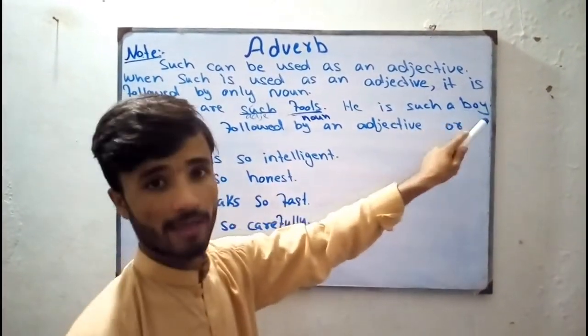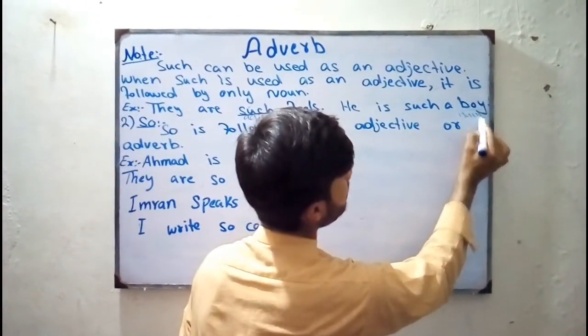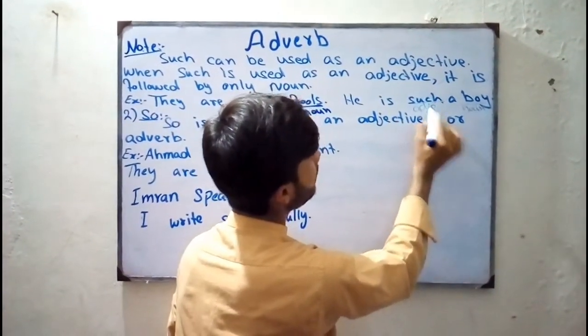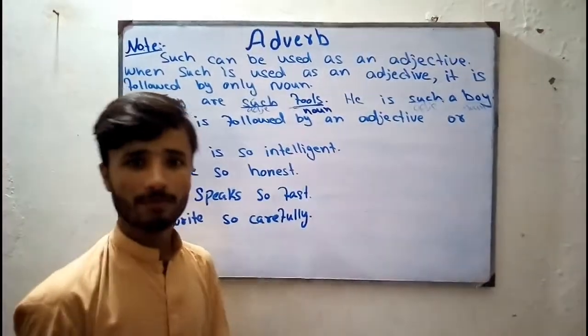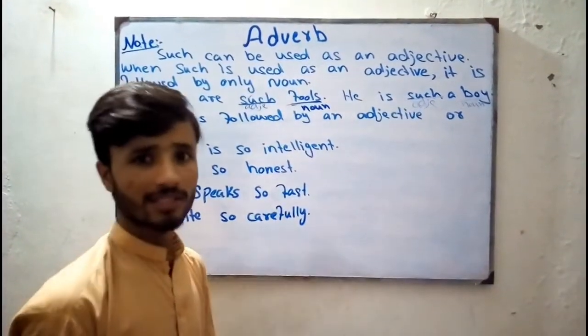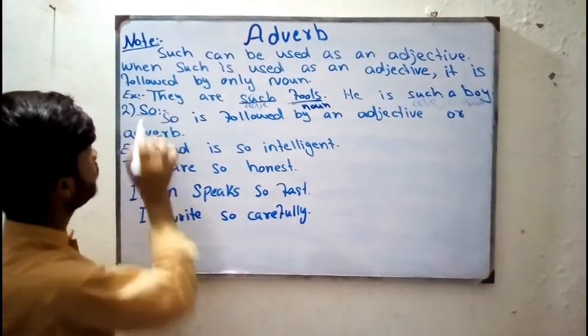He is such a boy. A boy, it is a noun with us, right? So here I use such as an adjective, right? In the previous example it was an adverb, but in this example it is an adjective. Is this clear, guys? So now come to another adverb, which is so.